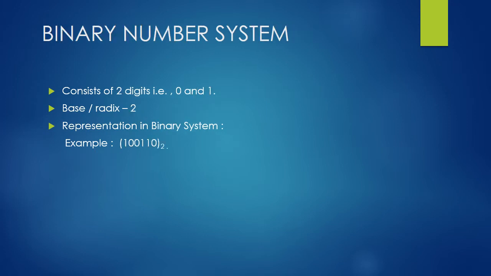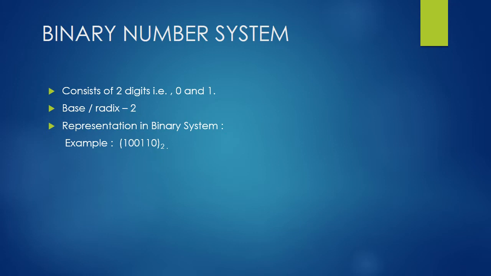The next number system is binary number system. This number system consists of only 2 digits, that is 0 and 1. The base or radix of binary number system is 2. Since it consists of only 2 digits, its base is 2.